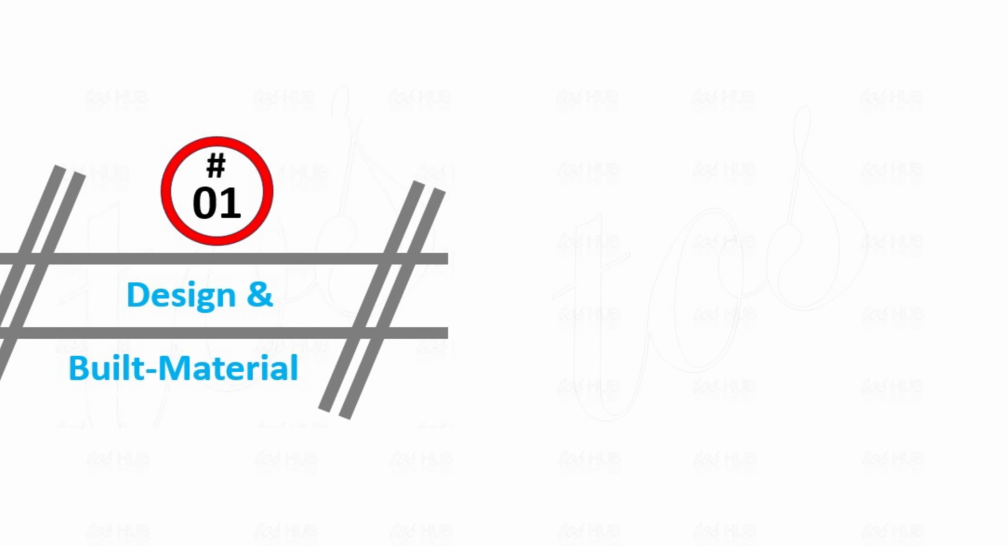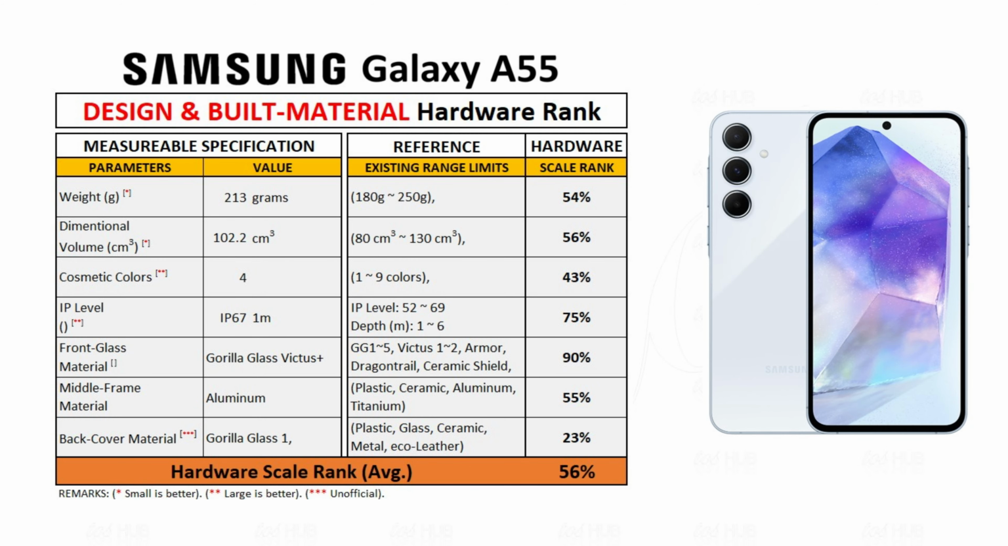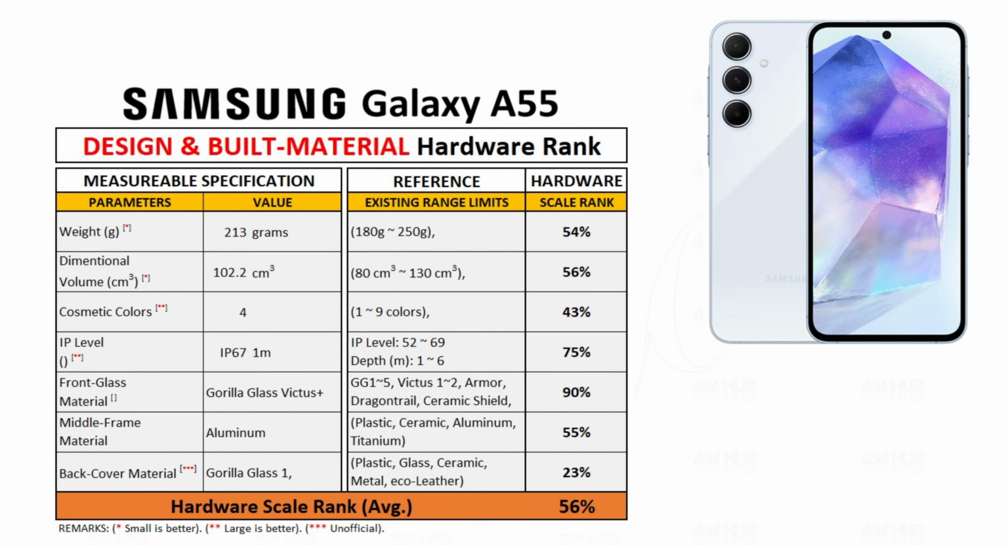Let's proceed to first category, about design factors and build materials. Samsung Galaxy A55 design and build material hardware rank bases on 7 parameters. It includes weight, dimensional volume, cosmetic colors, ingress protection level, front glass material, middle frame material, and back cover material. By comparing the design and build material specification with available smartphones, the score rank stands at 56% scale.